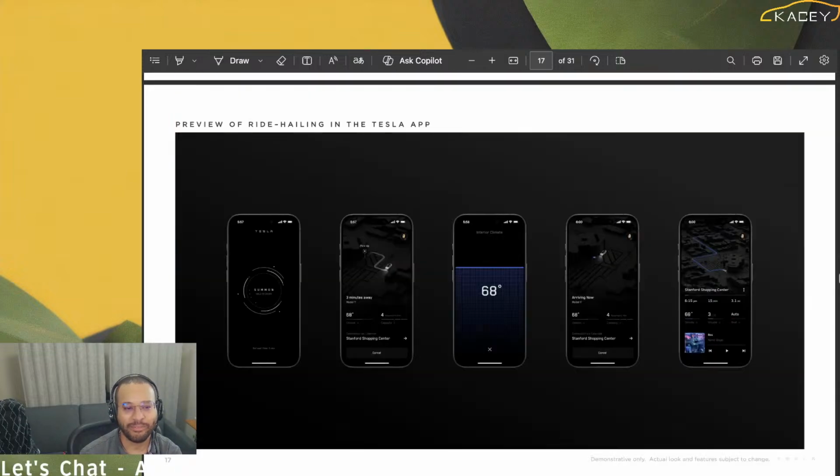All right. So then we've got a preview of the ride hailing in the Tesla app, and it's just kind of a mock-up of what it's going to look like. You push the button to summon a car. It tells you how long it's going to take to get to you. You can set the interior temperature. That's going to be annoying as a driver. Although if it was driverless, then it wouldn't matter, would it? Then they show you when you're going to arrive and your overview of your route, and you control the media. Not bad.